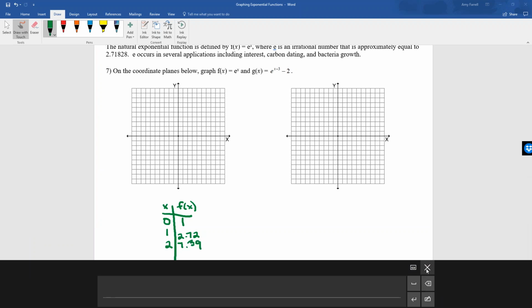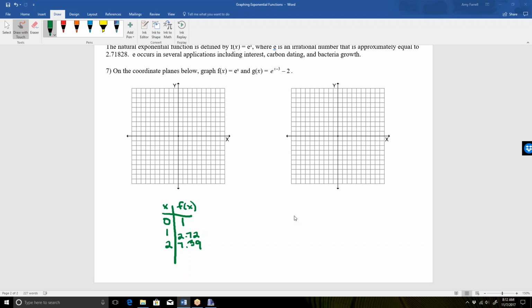Okay, so like I said, I know you're not allowed to use a graphing calculator, but your scientific calculator would have that same function there. I just don't have a virtual scientific calculator. I just have my virtual graphing calculator. Okay, let's plot these points.